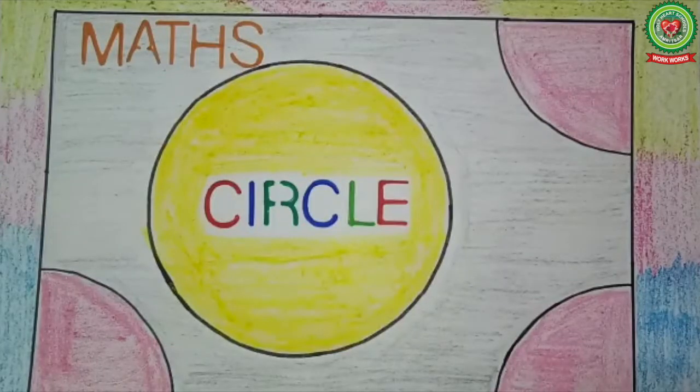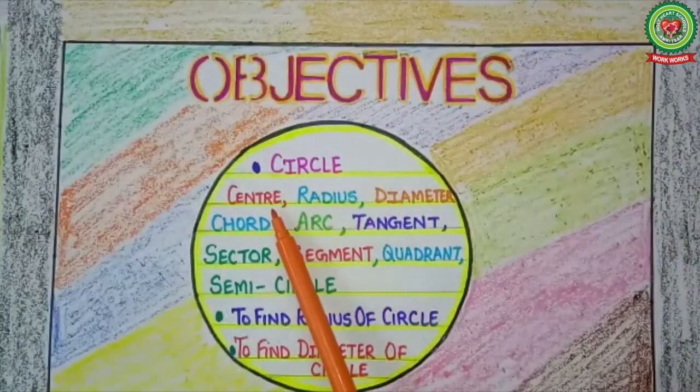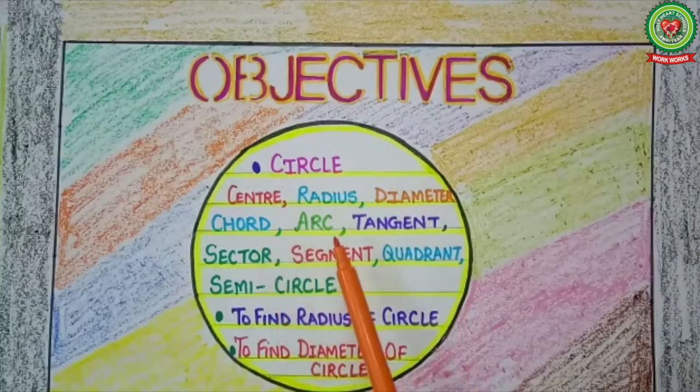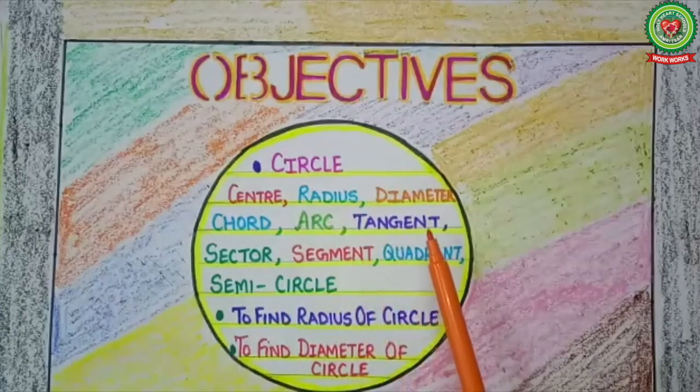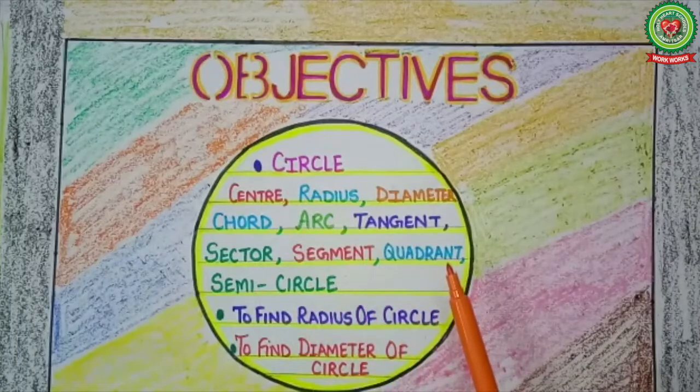Today we are going to start with the new chapter, that is circle. Objectives of the chapter are circle, center, radius, diameter, chord, arc, tangent, sector, segment, quadrant, semicircle. To find radius of circle. To find diameter of circle.